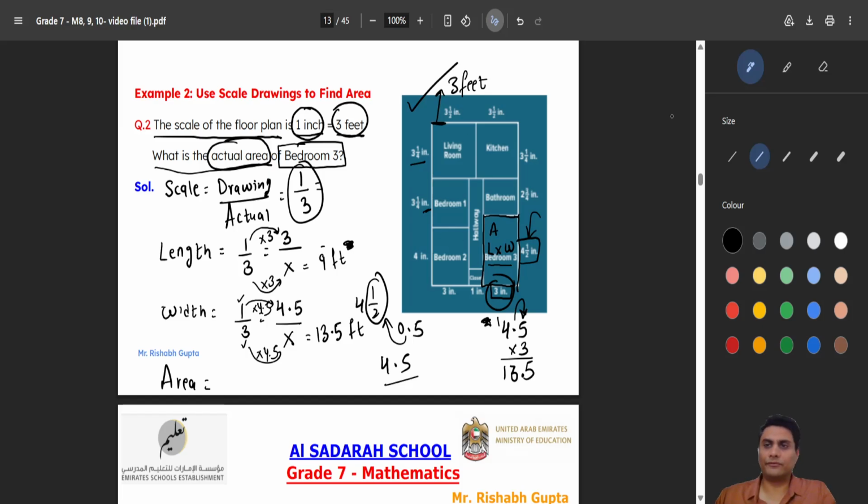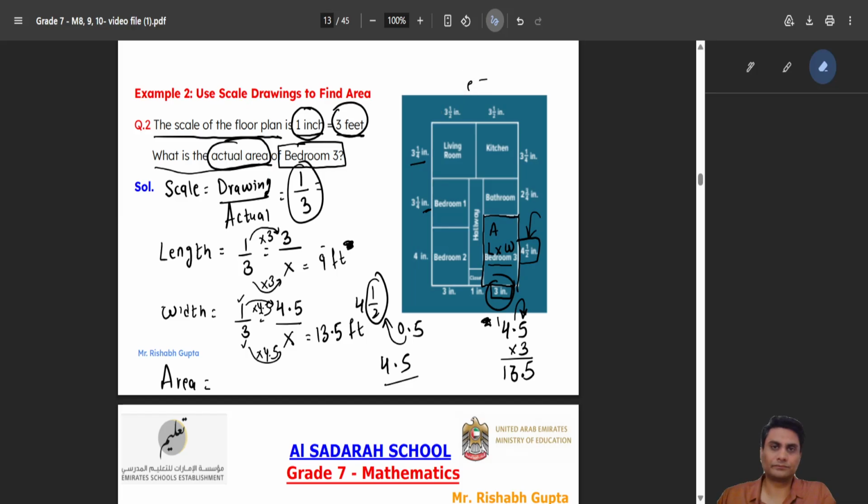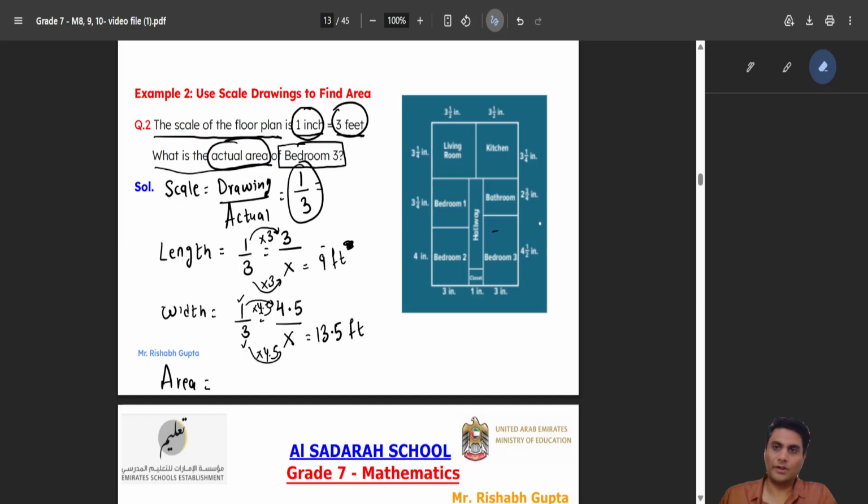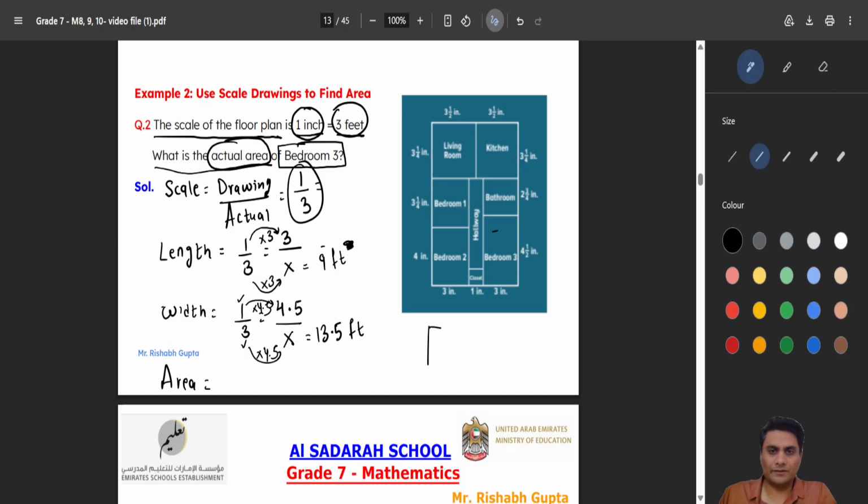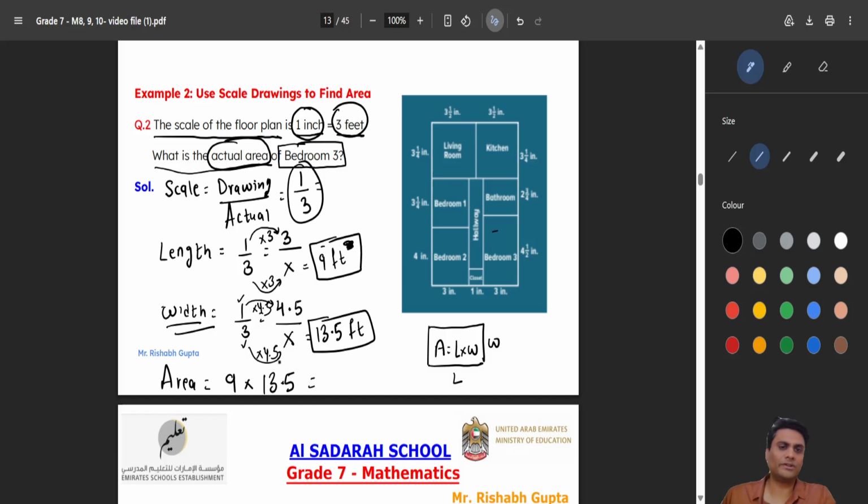Area, I told you, if, let me erase some things here. Okay, 1 second. Now I told you, if a rectangle is given like this, he will give you a length and a width. So the area of this rectangle will be length times width, correct? Now I have the length, how much? In the real world it is 9 feet, correct? Multiply, I have the width also, how much? 13.5. So multiply 13.5. If you will do this, you will get the area.